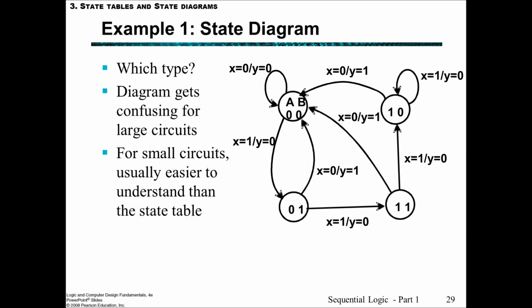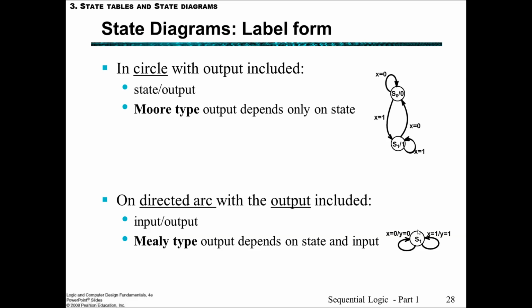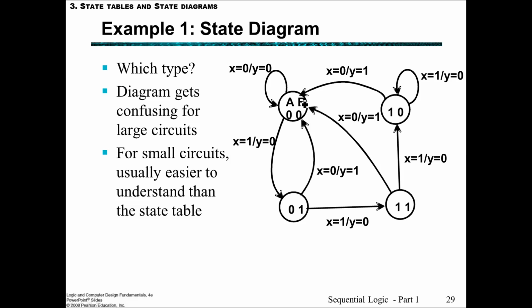Let's look at this state diagram. We have a bunch of states, we have a bunch of inputs, we have a bunch of outputs. Which type is this? Looking back to the previous slide, a Moore type has the state and the output written inside the circle, while this one has only the state written inside. The state in this case is the values of A and B, the state AB, which means that it's obviously a Mealy type.